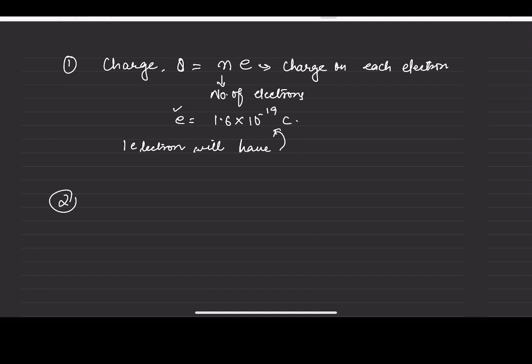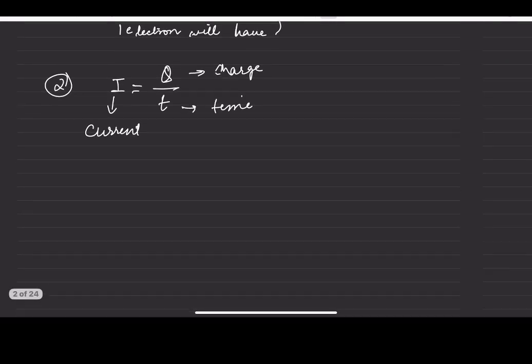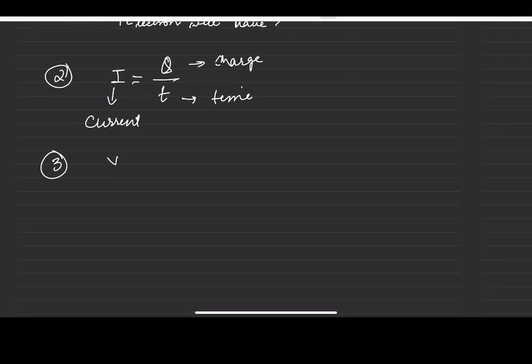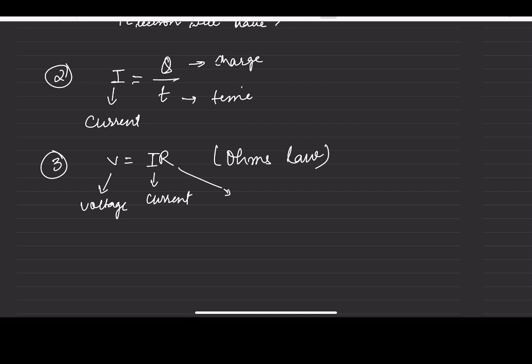The second formula that we are going to use is about current. Current is equal to charge by time: I = Q/T. Q is charge, T is time, and I is current. Then the third formula is V equal to IR. This is from Ohm's law. V is voltage, I is current, R is resistance. All these formulas you have to remember.